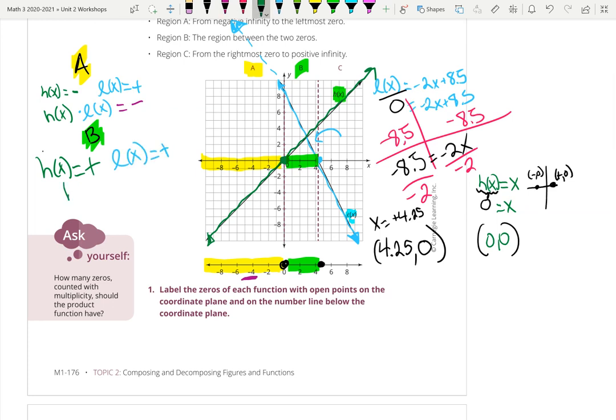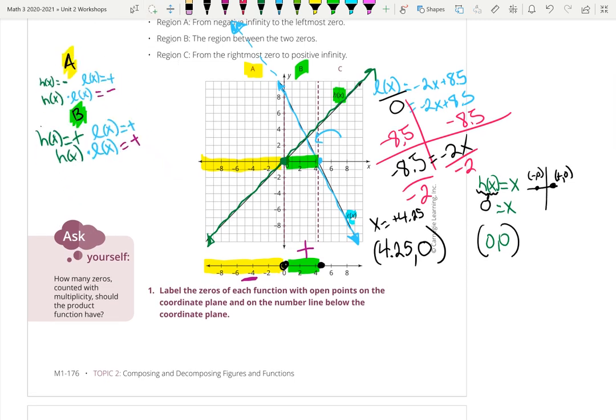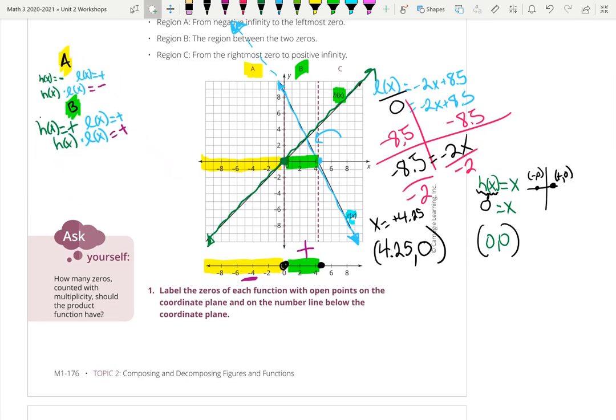That means if I were to take my two lines and multiply them together, that would result in a product. A positive times a positive is a positive. So it would be above the x-axis. Continuing this, for region C, that is going to be the region that is after 4.25.